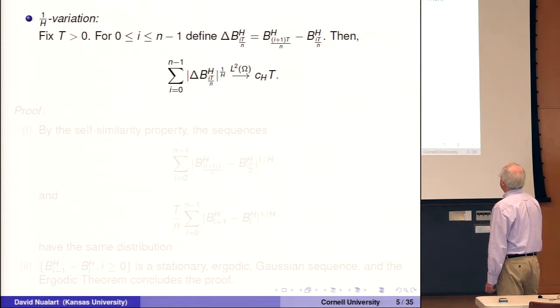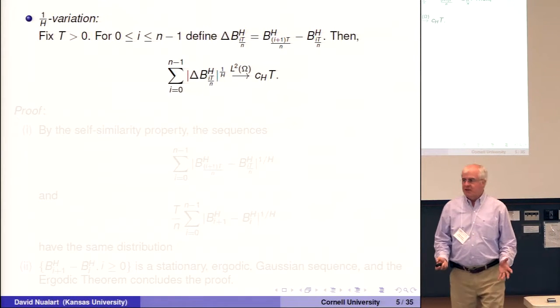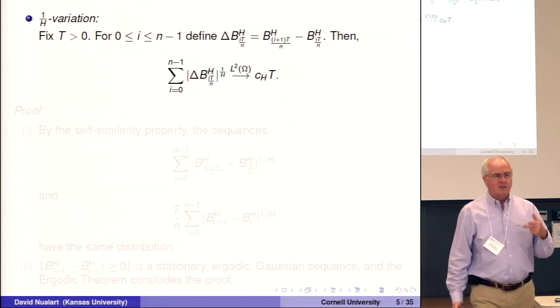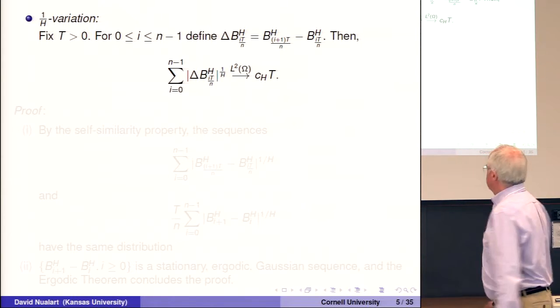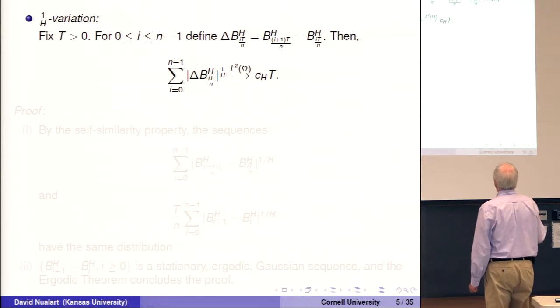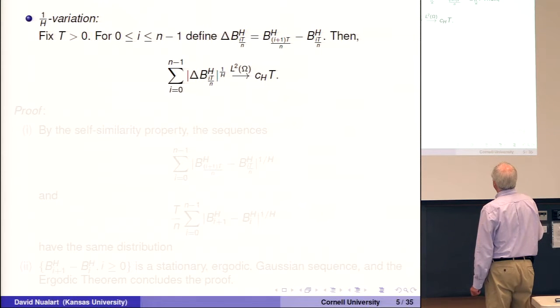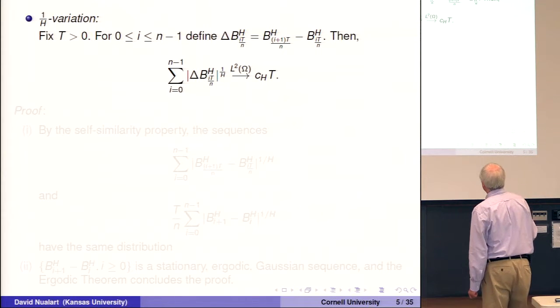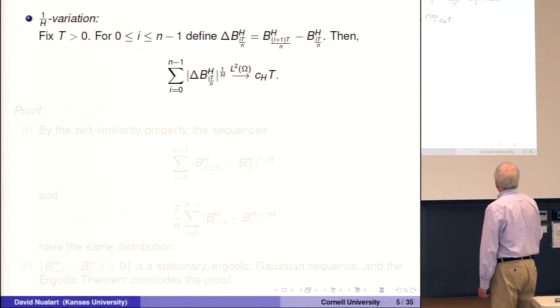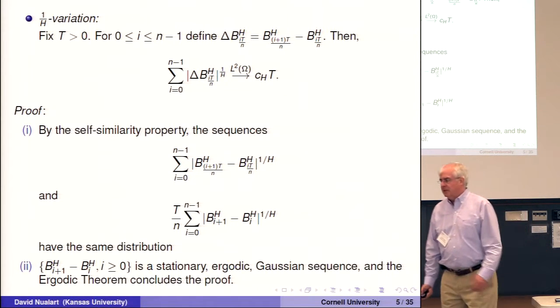And then finally, another property is the 1/h variation. Brownian motion has finite quadratic variation. And here you have a similar property, but instead of quadratic variation, you have 1/h. So this means that you take a fixed time interval, and then you take a uniform partition of size t over n, and then you take the sum of the absolute values of the increments to the power 1/h. Then this converges almost surely and in L^p to a constant times the length of the interval. And that's an immediate consequence of the self-similarity property and the ergodic theorem.